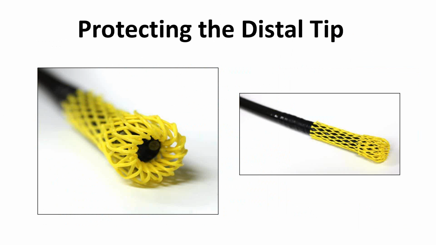In the recommendations for storage, we said that the scope should hang vertically and not be touching other scopes. So this photo shows one type of distal tip protector that is available that will keep your scopes from touching each other while still facilitating airflow through the channel.